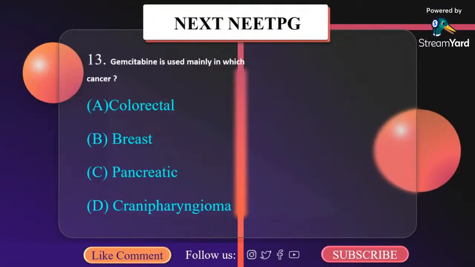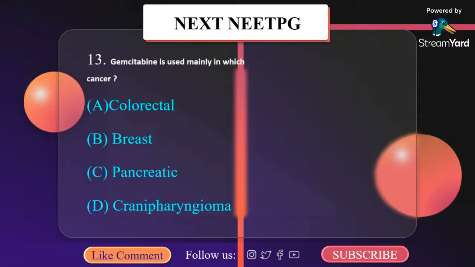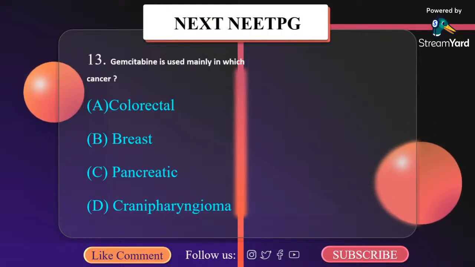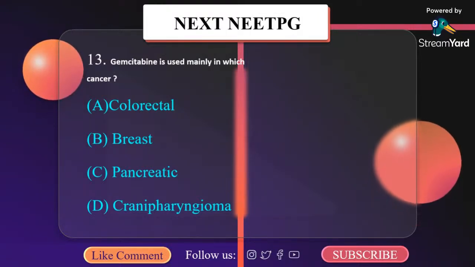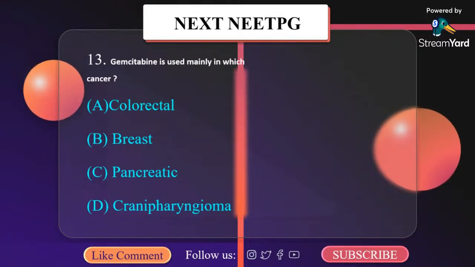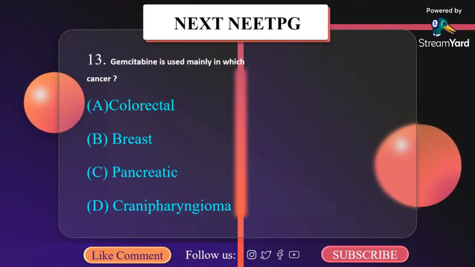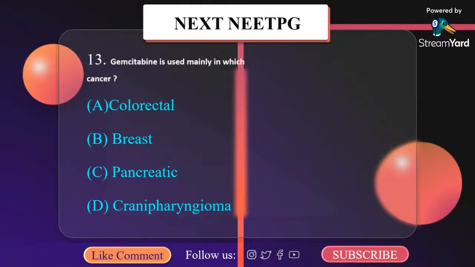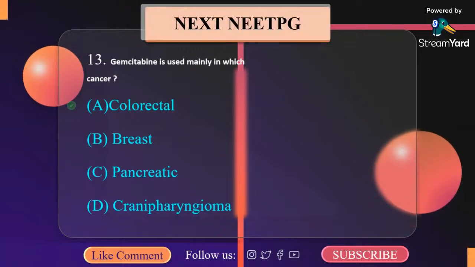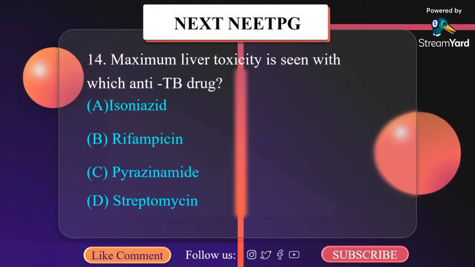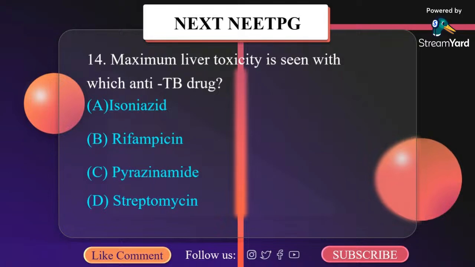Now let us move to the next question. Gemcitabine is mainly used in which cancer? It is pancreatic cancer. Maximum gemcitabine is used in pancreatic cancer.